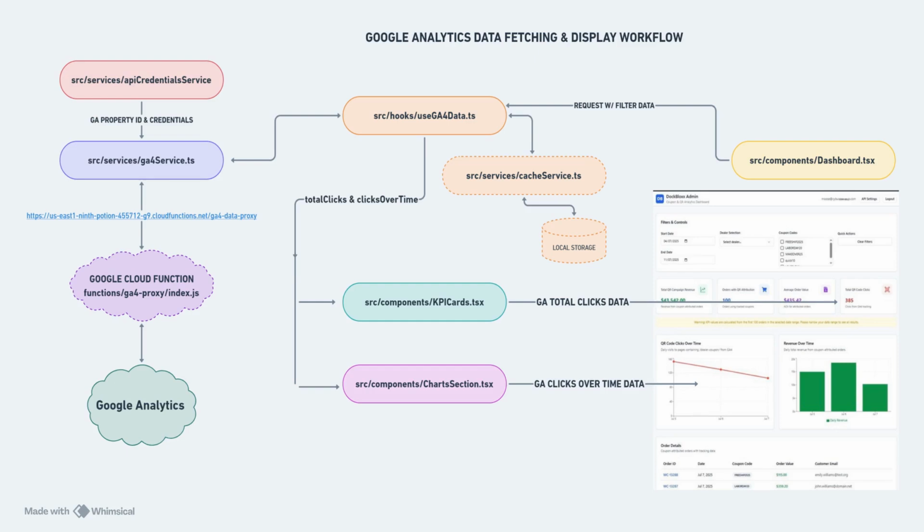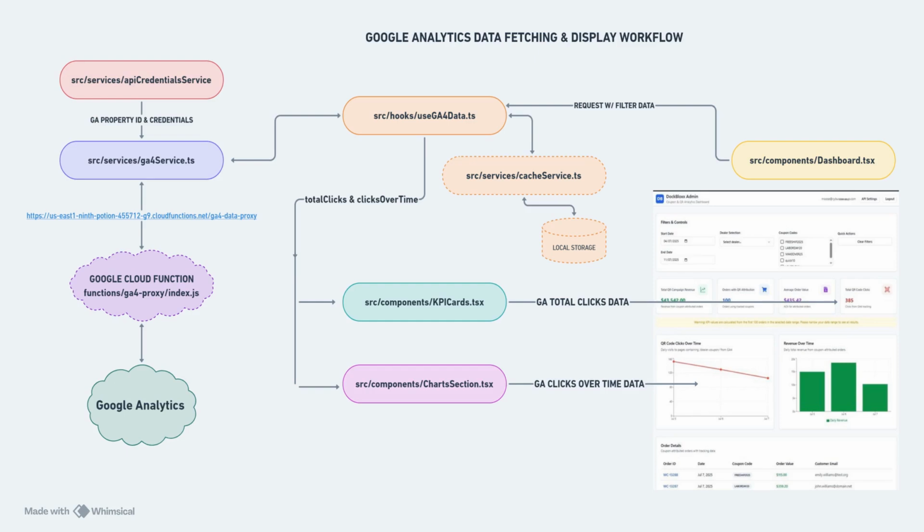Instead of making a direct API call, GA4Service makes an HTTP request to our Google Cloud function at functions/GA4proxy-index.js. This serverless function acts as our middleman, completely bypassing the CORS issue. The Google Cloud function takes our credentials and filter parameters, makes the actual API call to Google Analytics, pulls all that valuable click data and event information, then sends it back to GA4Service.ts. GA4Service.ts receives the data and passes it back up to useGA4Data.ts.